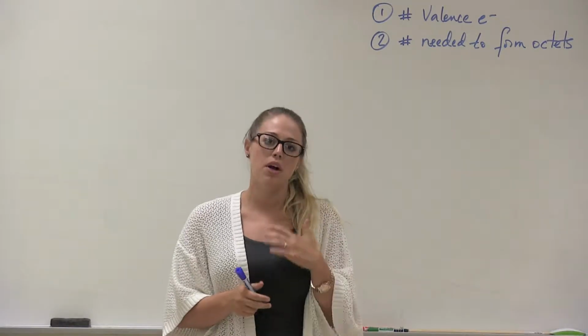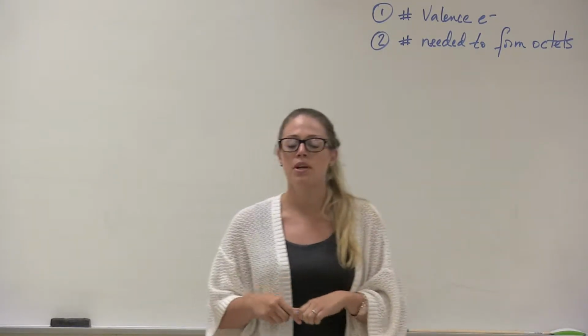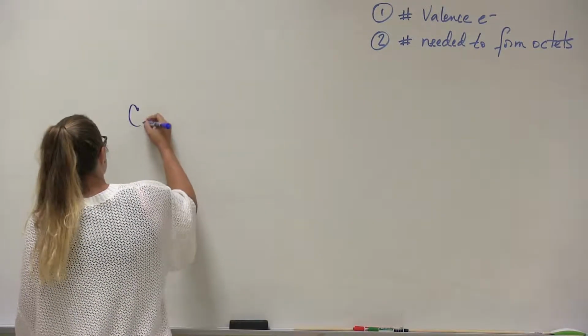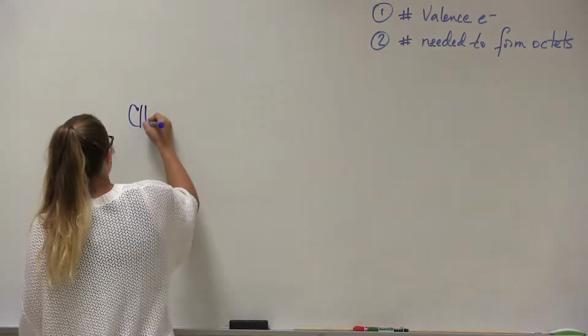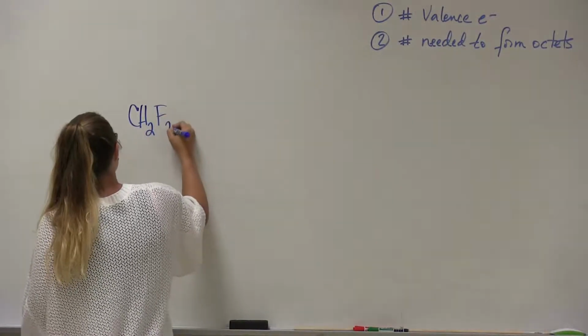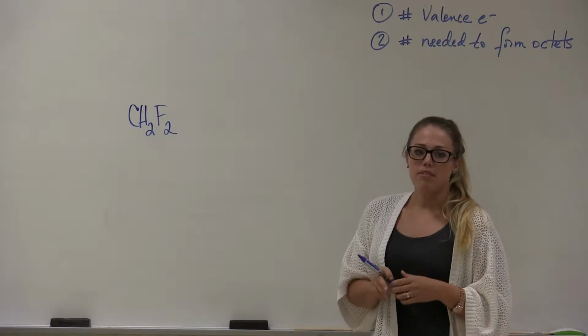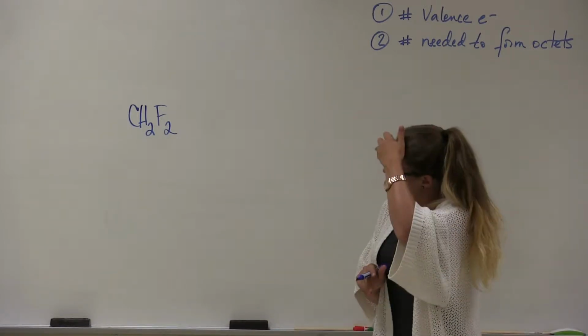So the first thing we need to do when drawing these Lewis dot structures is that the least electronegative element is always going to go in the center. It's going to be our center atom. So if we look at difluoromethane, CH2F2, let's do this. The least electronegative element here is going to be carbon.